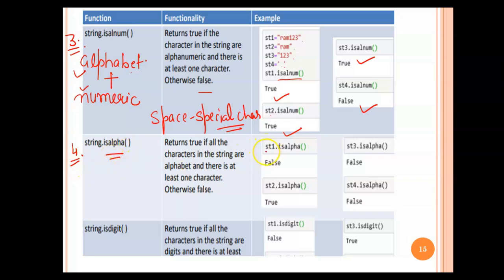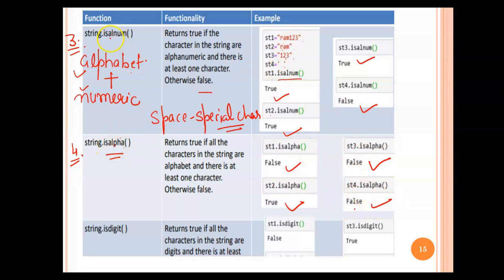Now you please check it. For str1, you have to consider the same values. So str1 is ram123, but here you have alphabets also along with numbers, but this will give you a true result only for alphabets. Okay, so this is false. Now str2 is ram, which is alphabet, so you will get true. Then you have str3, which is only number, but we are checking for alphabet, so false. And str4 is only the space, which is a special character, which is false.